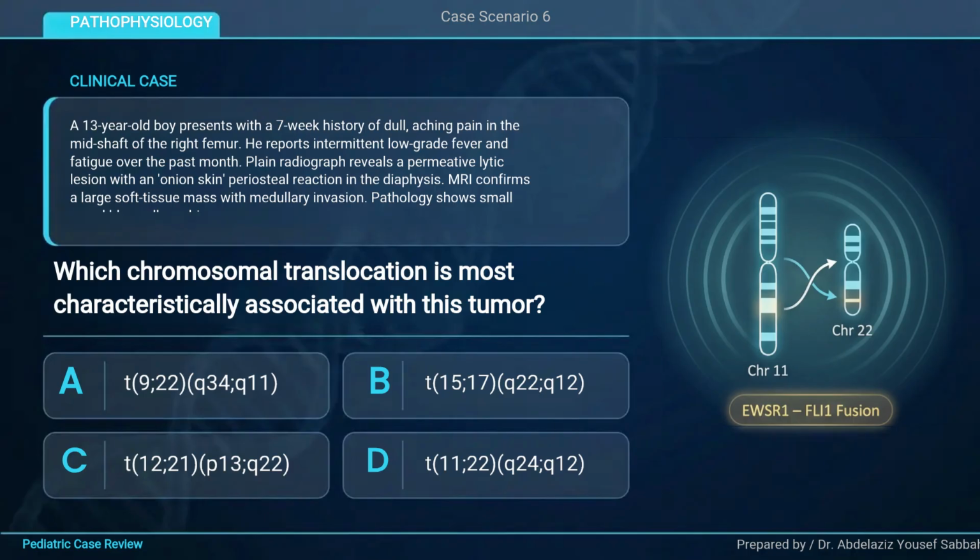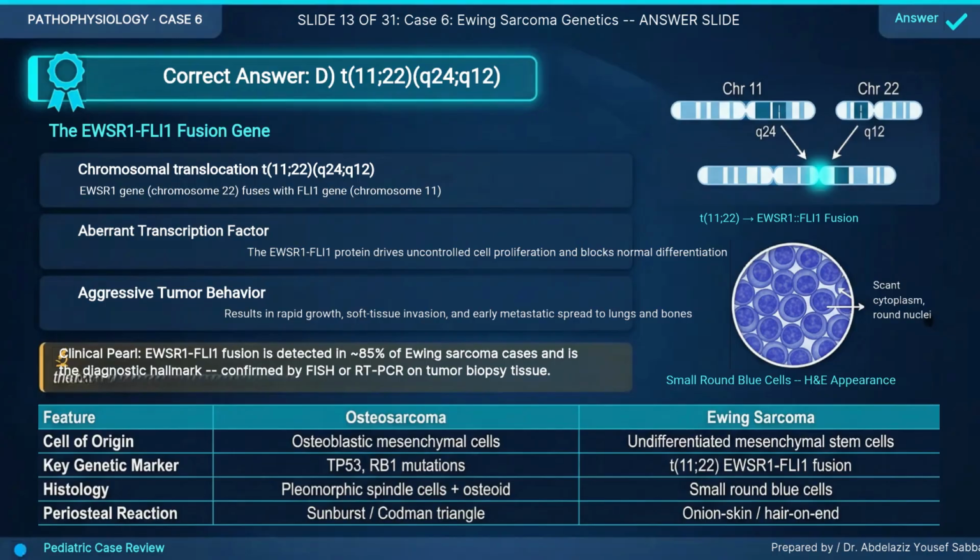Which chromosomal translocation is most characteristically associated with this tumor? Option A, t(9;22)(q34;q11). Option B, t(15;17)(q22;q12). Option C, t(12;21)(p13;q22). Option D, t(11;22)(q24;q12). The correct answer is option D, t(11;22)(q24;q12).